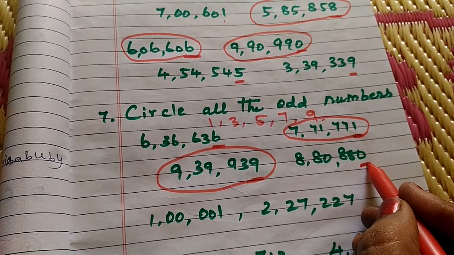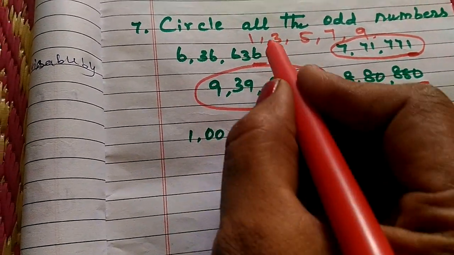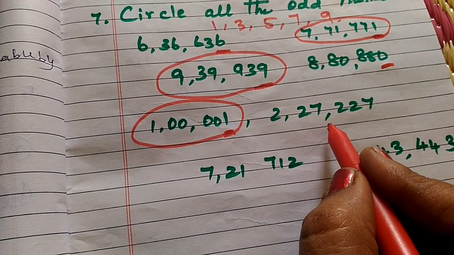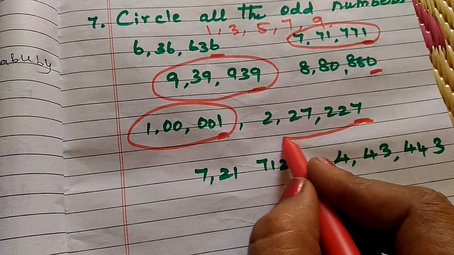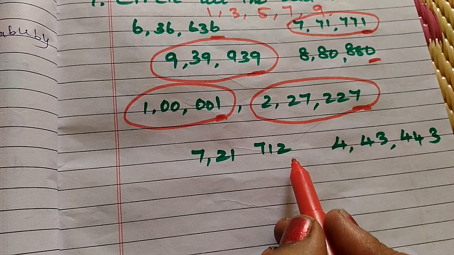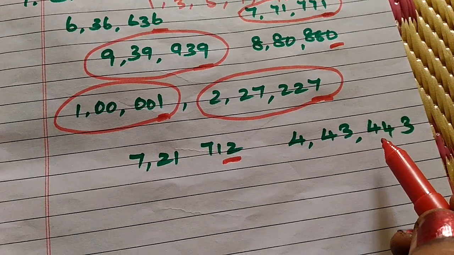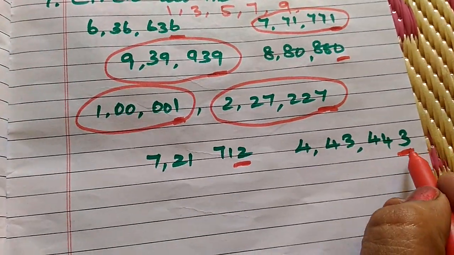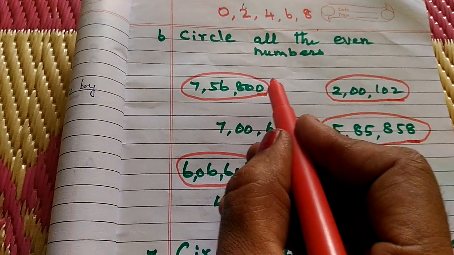Then 8,80,880. 0 is the even number. Then 1,01,000. 1 is the odd number. So circle this. Then 2,27,227. 7 is the odd number. So circle this. Then 7,21,712. 2 is the even number. 4,43,443. 3 is the odd number. So circle this. You circle only odd numbers here. You circle even numbers here.